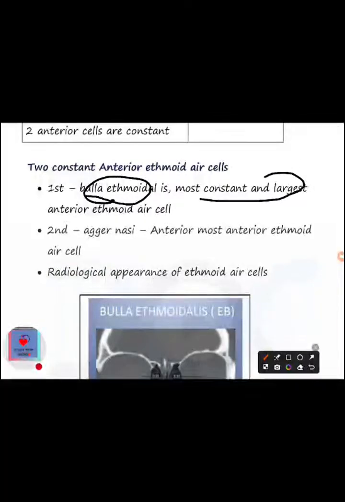Bulla ethmoidalis is the most common and largest anterior ethmoid cell. It's like a bull. It is very large.